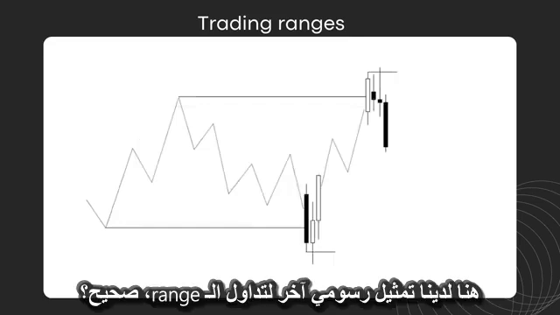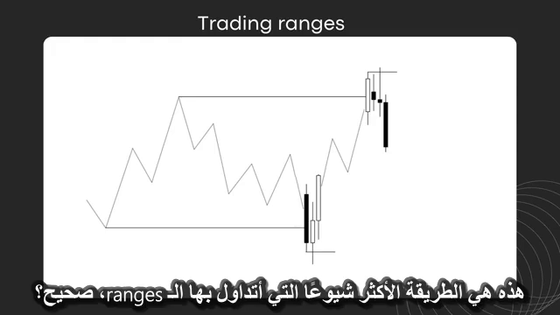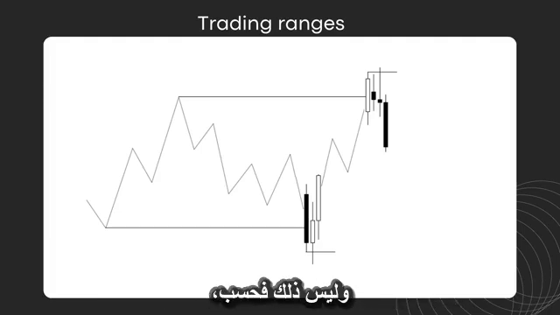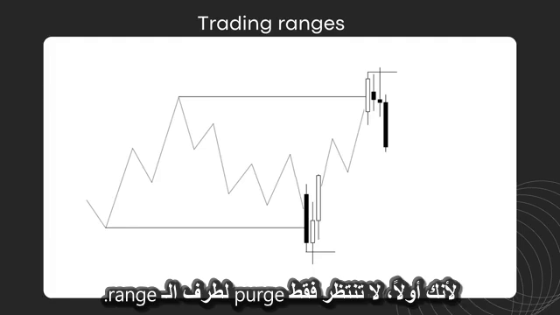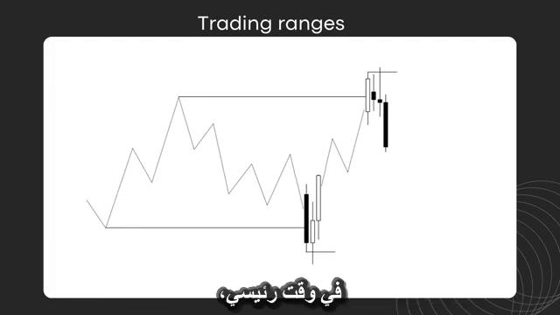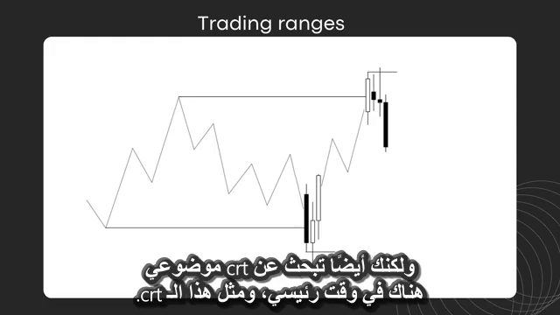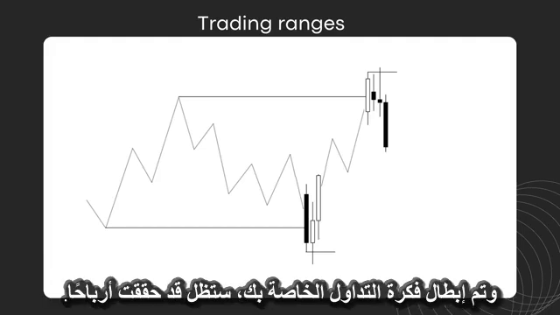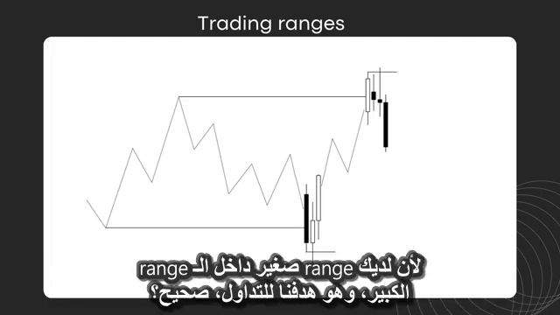Here we've got another graphical representation of trading a range, right? This is the most common way I trade ranges. This method of trading ranges is the most refined and objective one, and not only that, it's the least risky one, because not only are you waiting for the extreme of the range to be purged at a key time, but you're also looking for an objective CRT there at a key time, and such a CRT always works out, right? Even if price eventually expands on you and your trade idea is invalidated, you still would have made profits and gotten out, because you got a small range within the big range, which is our objective to trade.